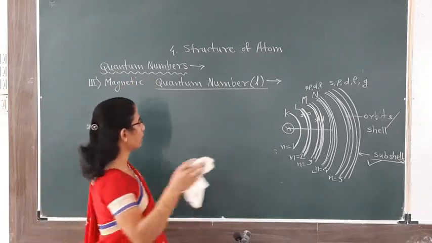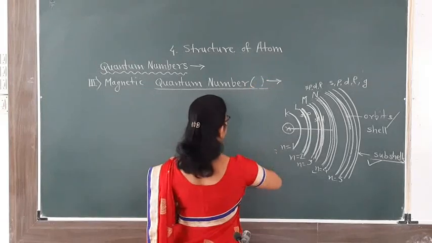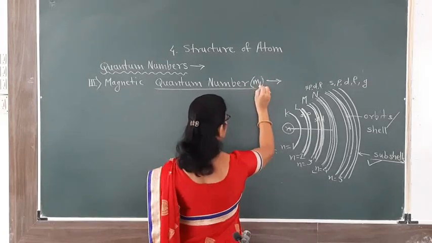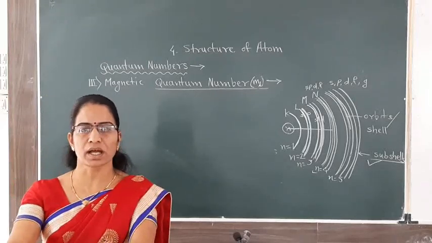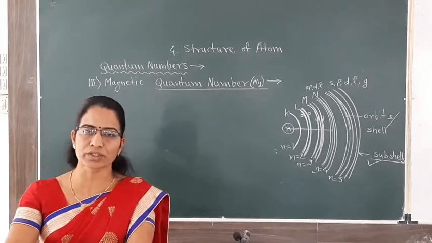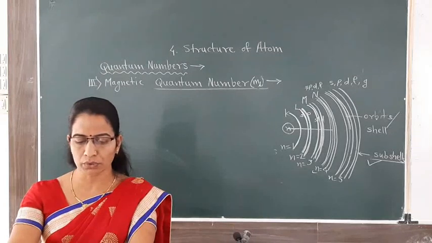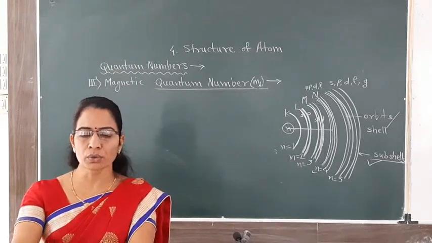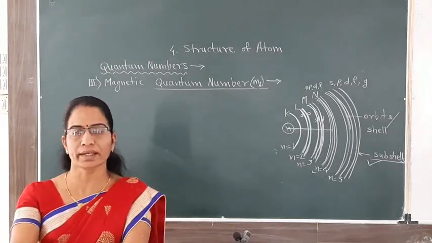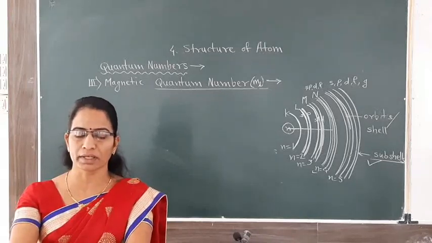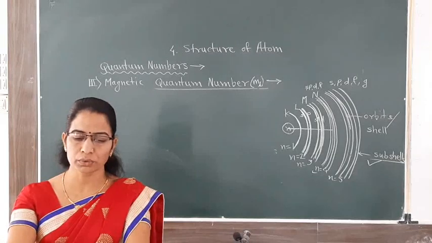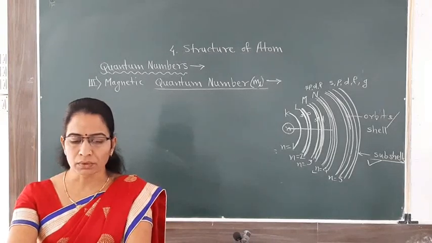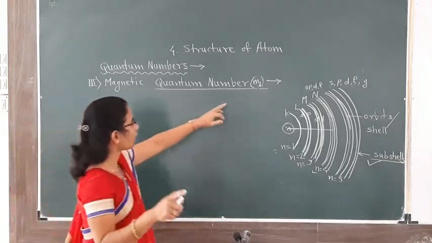This quantum number is denoted by the symbol ml. Now this quantum number gives us the idea about the orientation of an electron around the nucleus. How the electrons are oriented in a given orbital, in a given subshell around the nucleus. Now what are the values of ml?